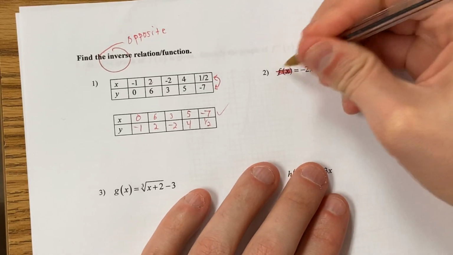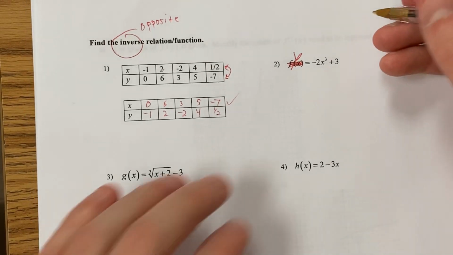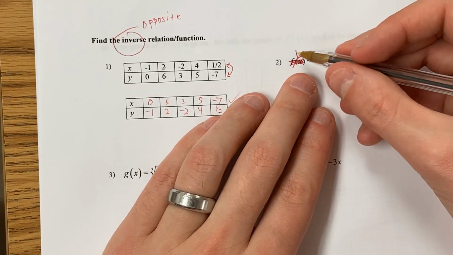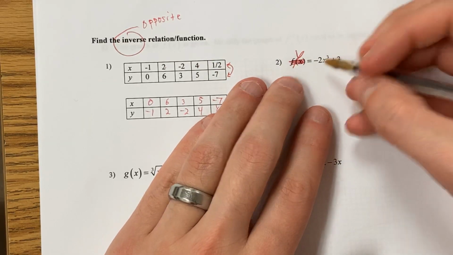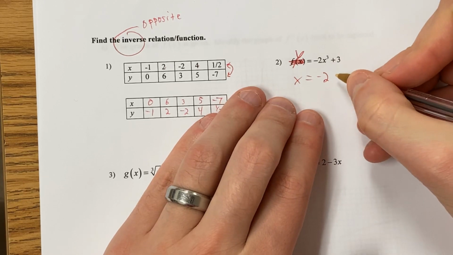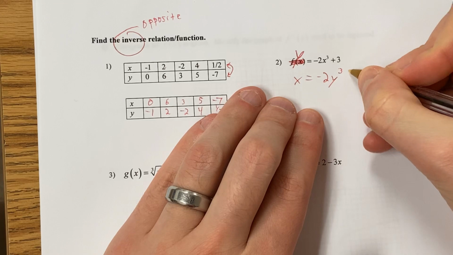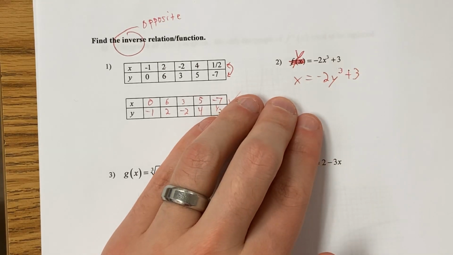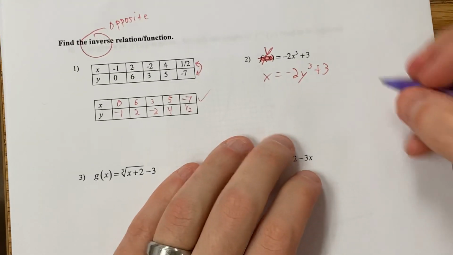Here, first of all, don't let f of x, g of x, h of x, whatever, confuse you. Just change it to a y. When you're finding the inverse, just like here, where you switch the x and the y, you do that here. You switch the x and the y. So instead of y equals, it's x equals. And instead of -2 x to the third, it's -2 y to the third, plus 3. From here, you're going to do algebra to solve for y, and then we'll be done.